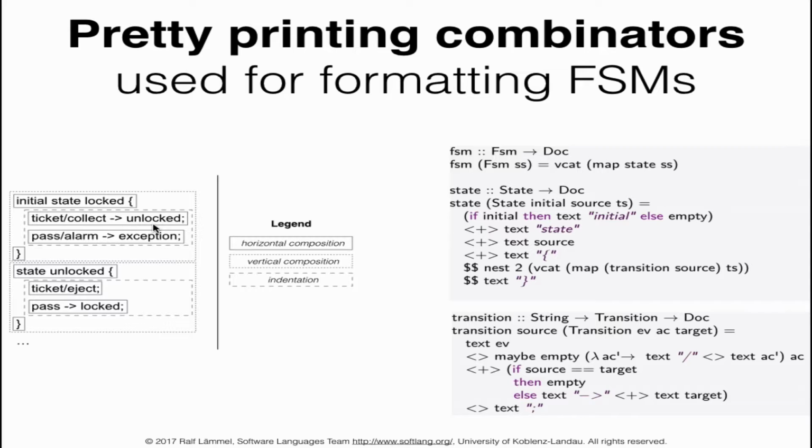And so here's how we write a function from FSM to doc, which is basically an abstraction over text, and we use various pretty printing combinators for horizontal composition, for vertical composition, for indentation to achieve this effect.